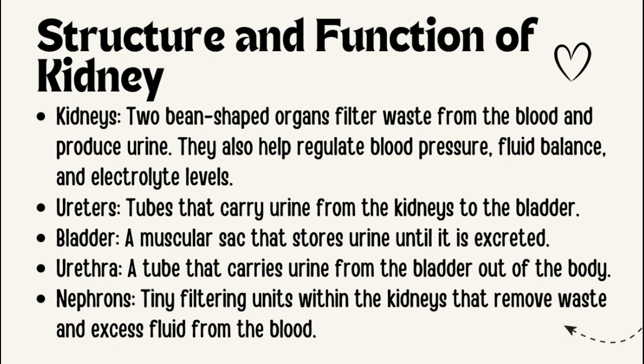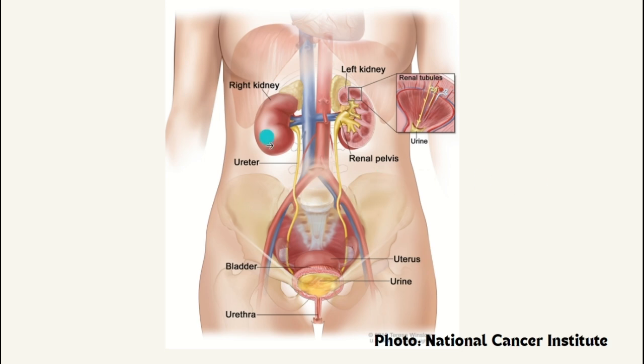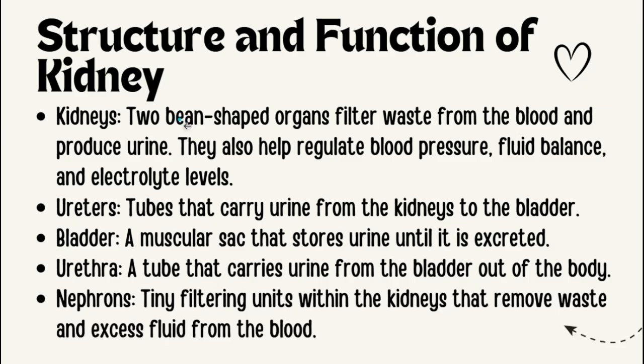Basically it filters out waste from the blood, and we talk about why that's so important, because all that buildup in your body can literally kill you. It can also help to regulate blood pressure, fluid balance, and electrolyte levels. If we're just going to look at how it's shaped, we have two kidneys, a kidney on the right and a kidney on the left. So that's the structure of it.